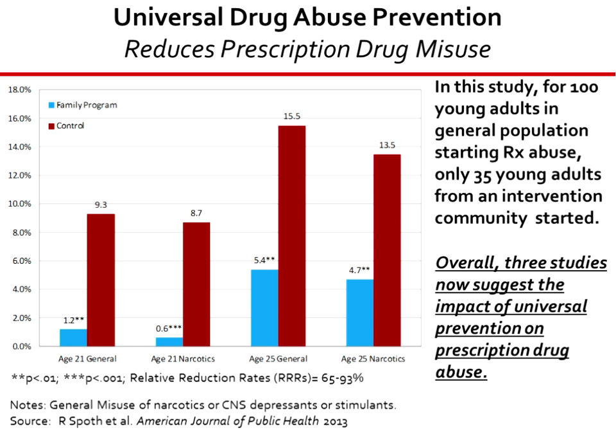And in this study, for every 100 adults in the general population that started misusing prescription drugs, only about 35 adults that received the intervention started. So this is a highly significant improvement, obviously. And so far, there have been 3 separate studies that have addressed the impact of these types of universal prevention programs on prescription drug abuse and found them to be effective.